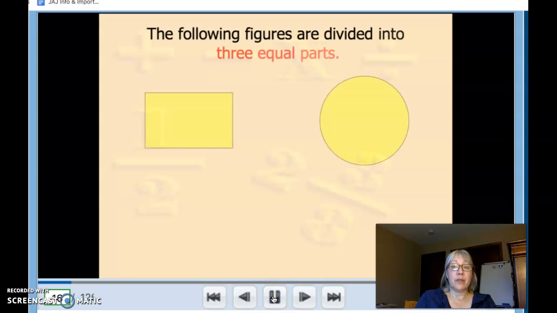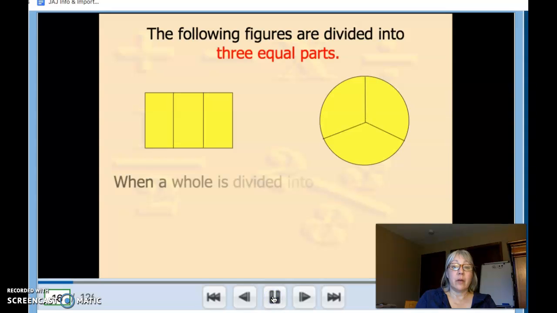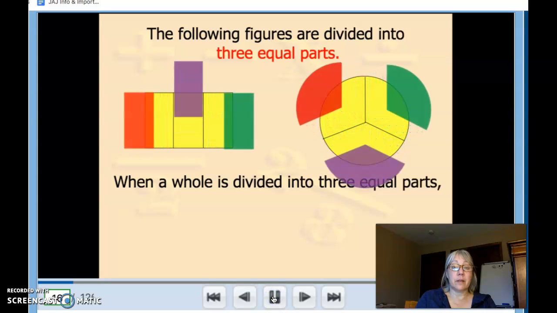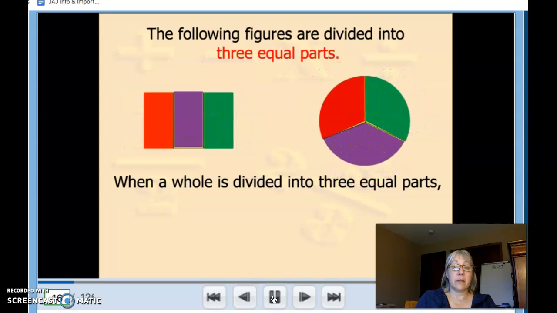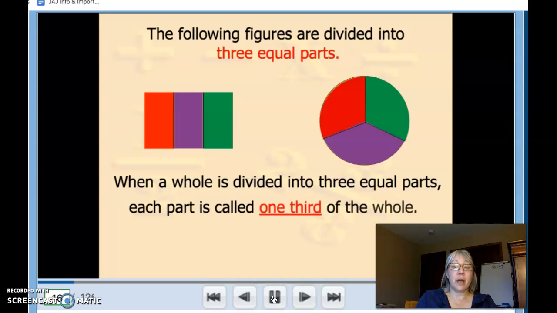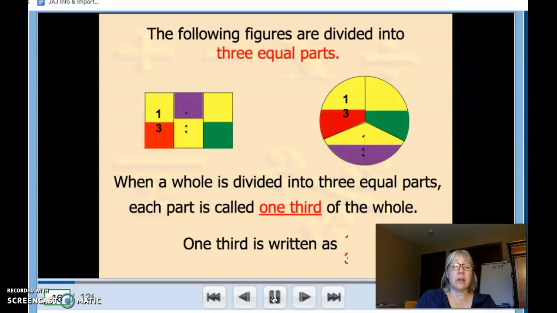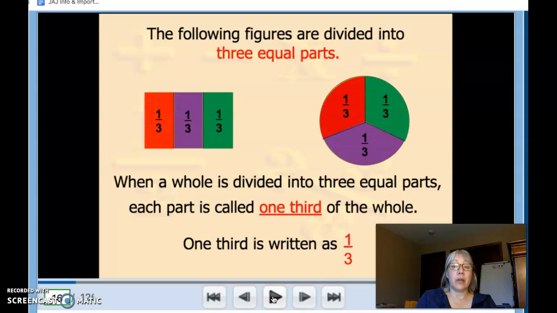The following figures are divided into three equal parts. When a whole is divided into three equal parts, each part is called 1/3 of a whole. 1/3 is written as 1/3.